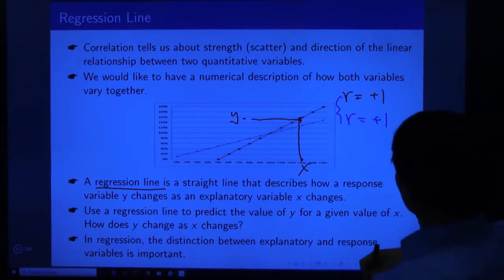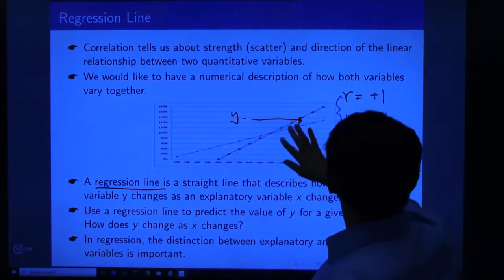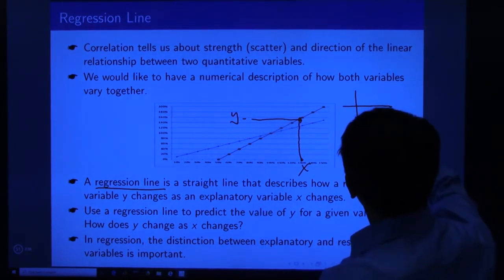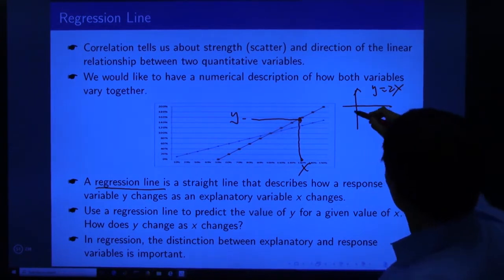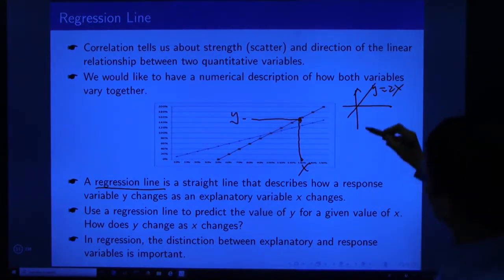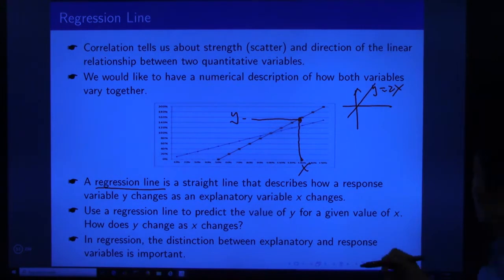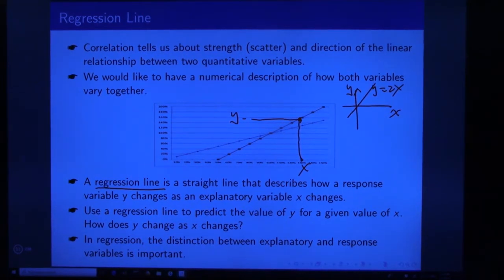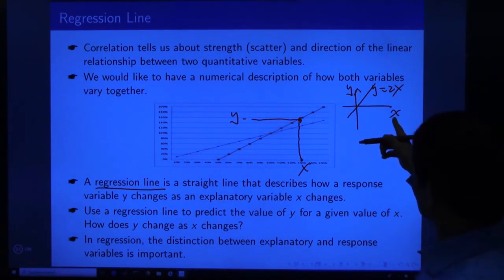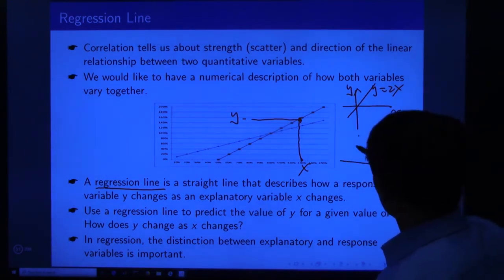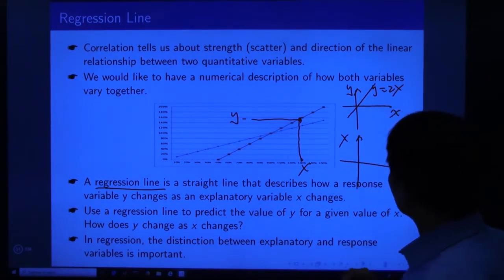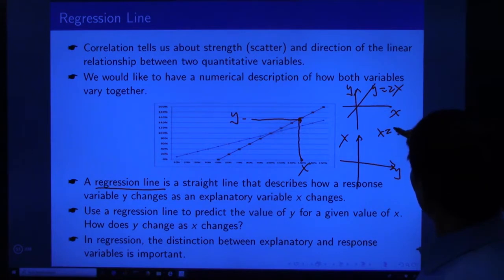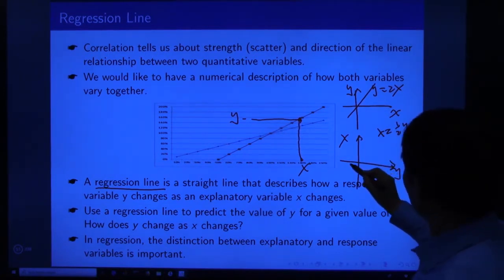For example, suppose this line here is y equals 2x, and if we draw it like this, the slope equals 2. Instead, if we want to draw x as a function of y, that means this is y, this is x. Then from here we know x equals half y, so it will be like this.